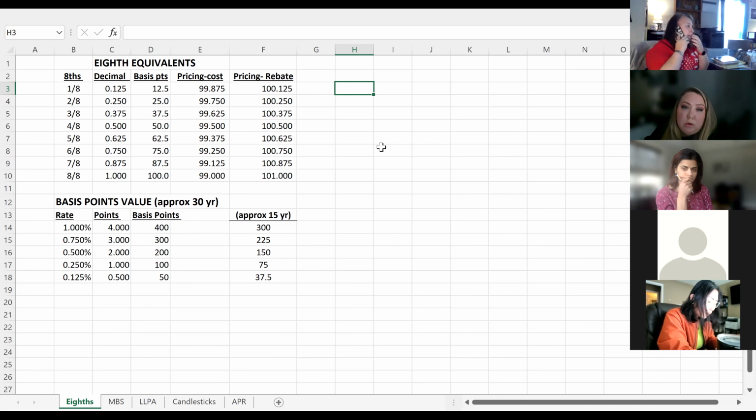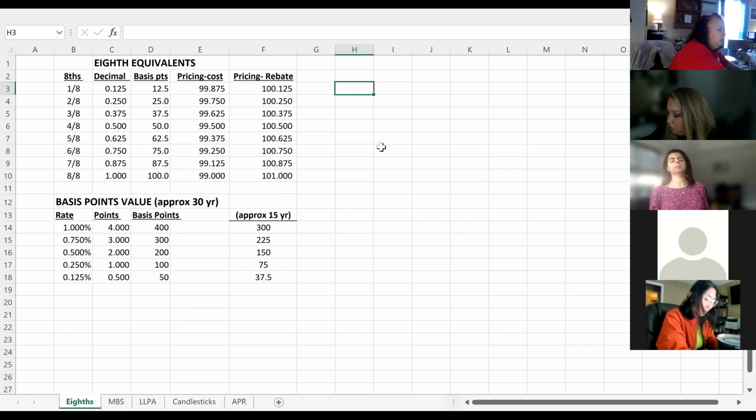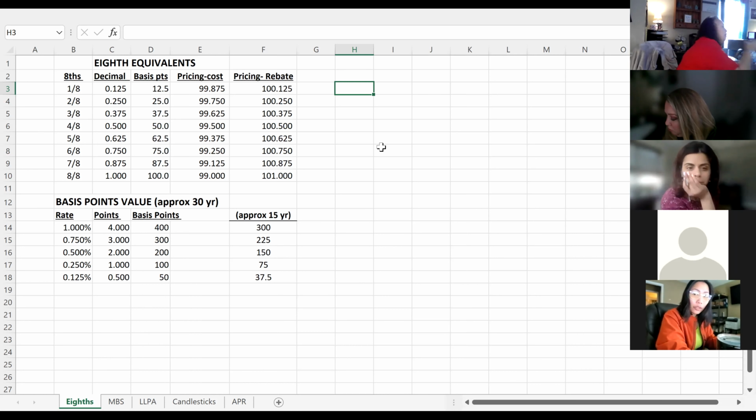If it's 99.875, then you're underwater a smidge, or underwater an 1/8. That's how we express it so that there's no misunderstanding between a cost and a rebate. Does that make sense? Yes, sir.